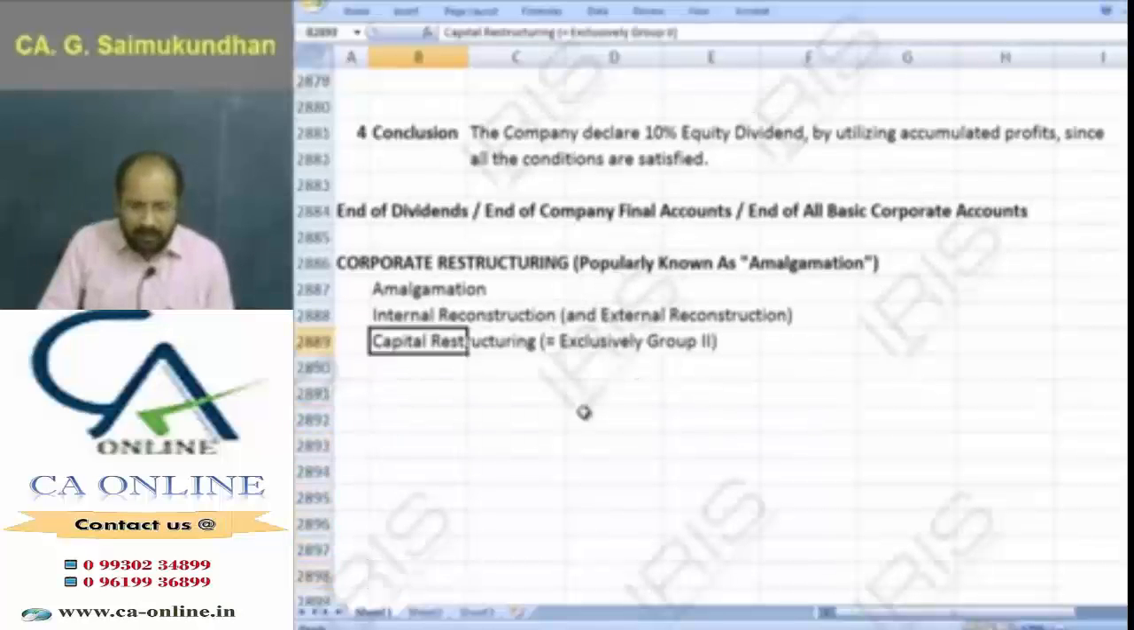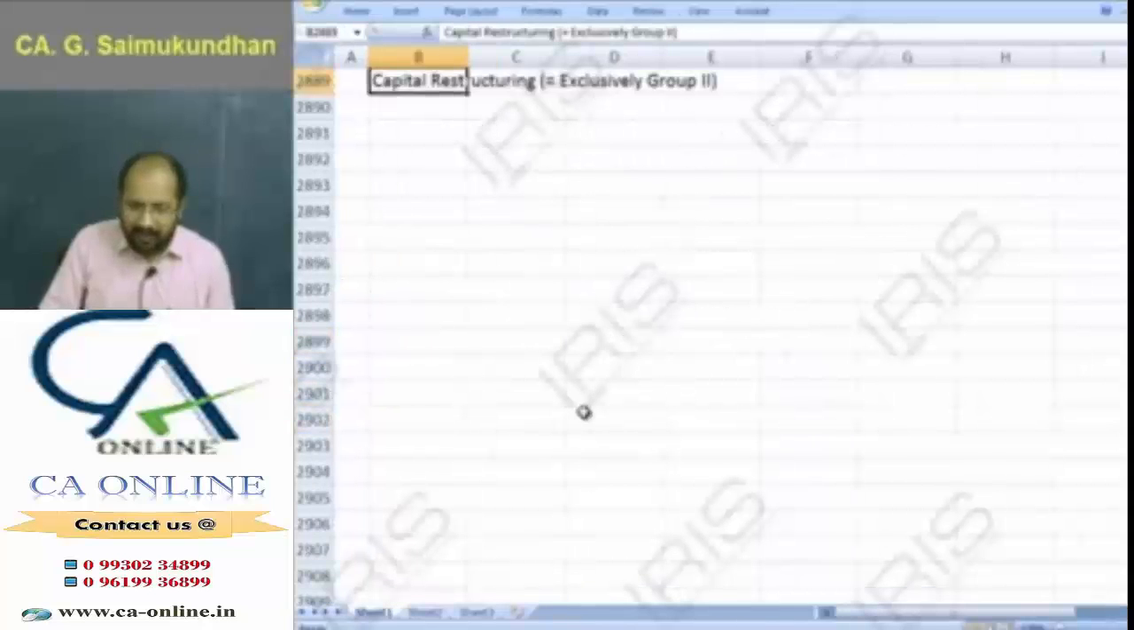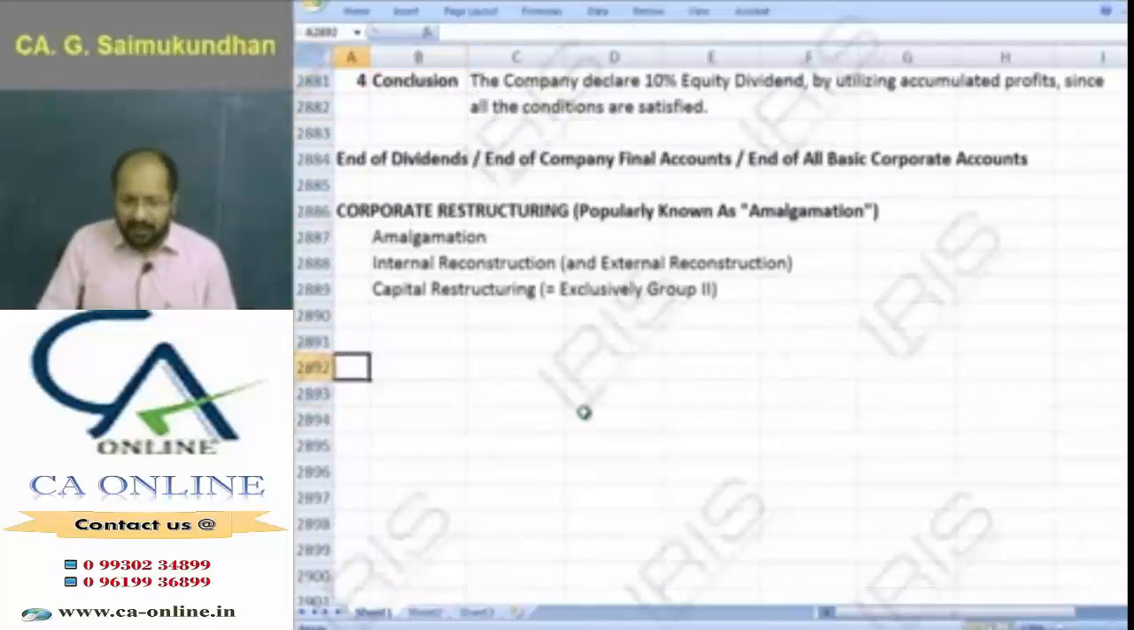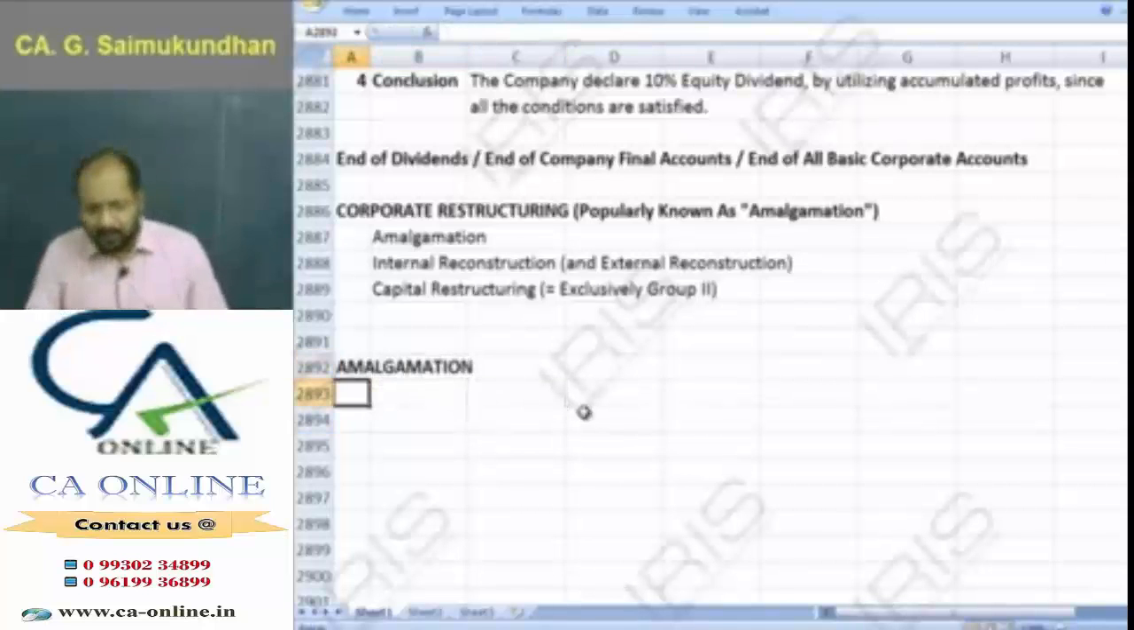What is this amalgamation? What is internal reconstruction? What is capitalization? You understand them gradually. Our focus right now is only on amalgamation, and that is what we'll be starting straight away.